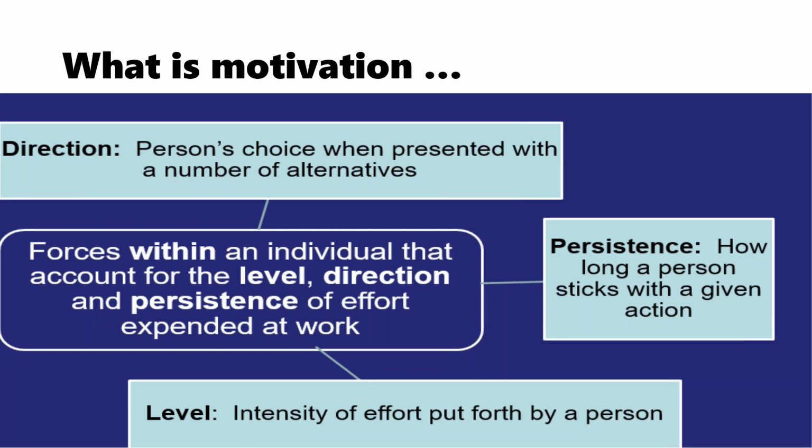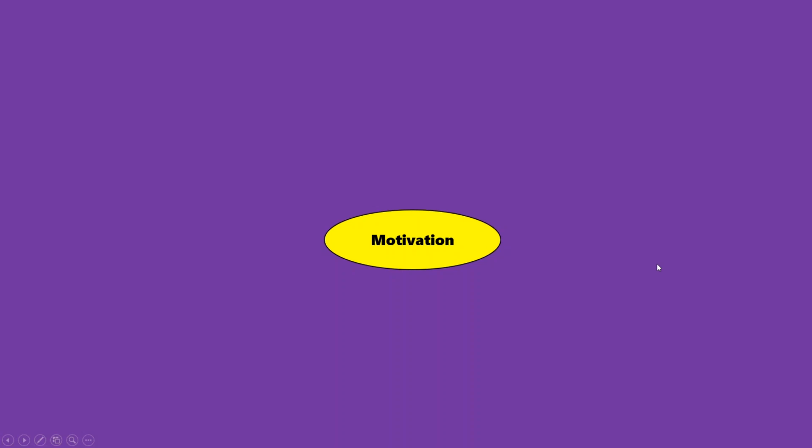Is it the direction? Is it their persistence? Or is it the intensity level? And that in itself can help. So a highly motivated person can be described as someone who has their priorities clear, is willing to put in the effort until they achieve success, and they're intense in the work that they do. All right, so that's a definition of motivation that I'm sure can be very helpful for you.